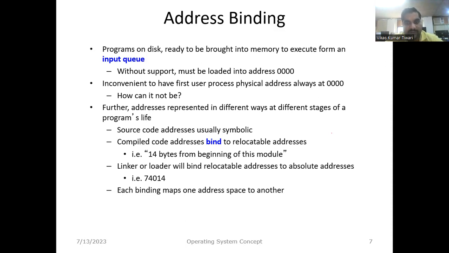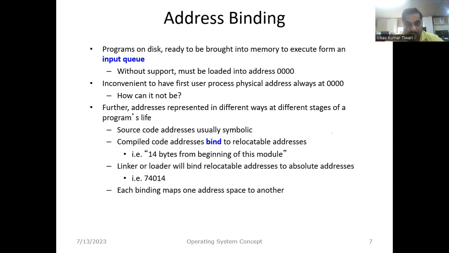So addresses are represented in different ways at different stages of a program's life. Source code address is usually symbolic. Source code means when we are writing a program. If I'm writing a program and saving it with a .c extension, that particular file, like program1.c, is source code.